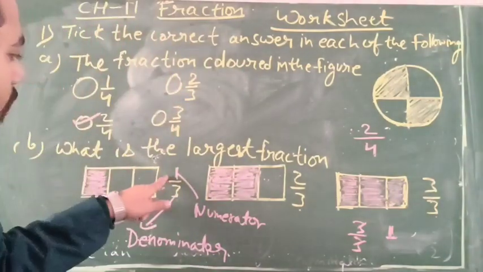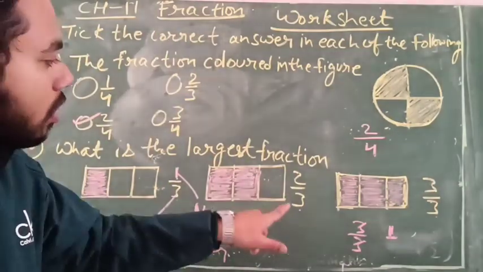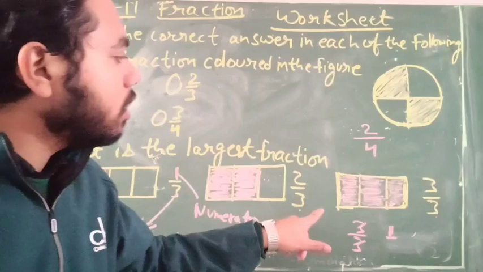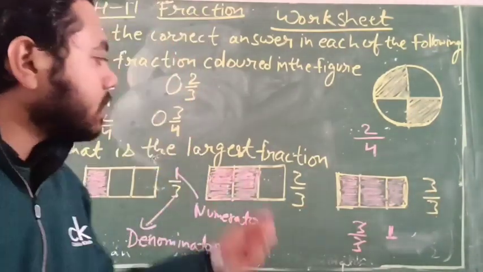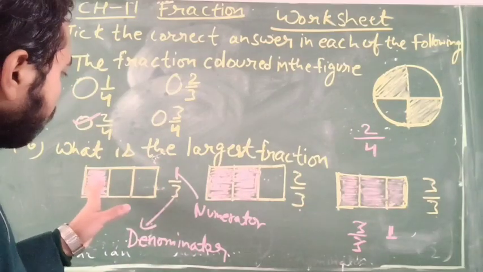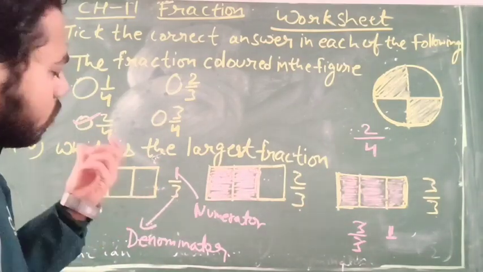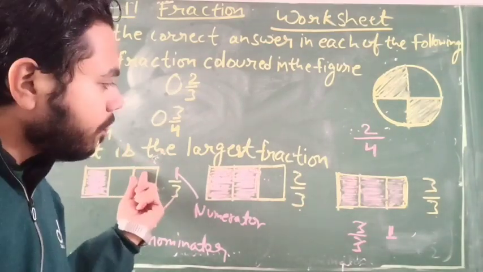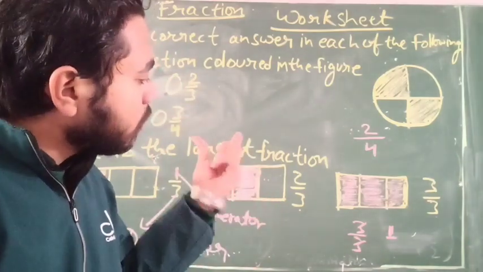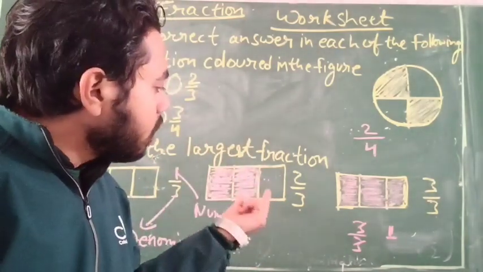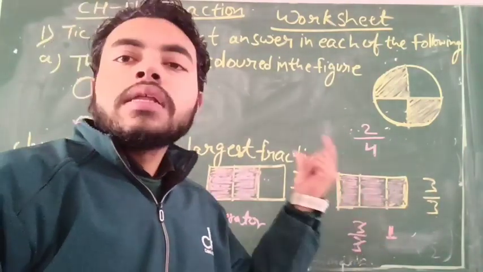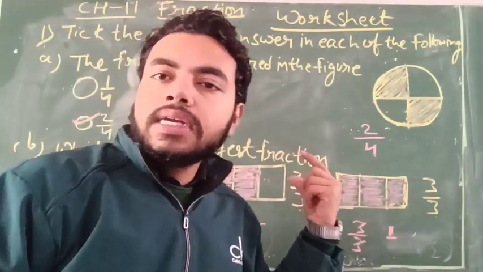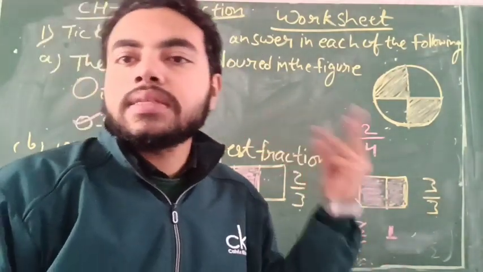Here it is 1 by 3, here it is representing 2 by 3, and here 3 by 3. So which is greater? Suppose an object is divided into 3 parts and you get 1 part, and the second time you get 2 parts out of 3 parts, and here you get 3. It is divided into 3 parts and you get all 3 parts.